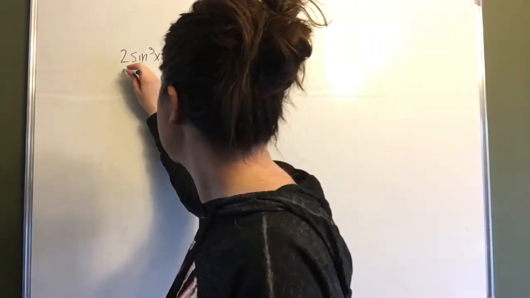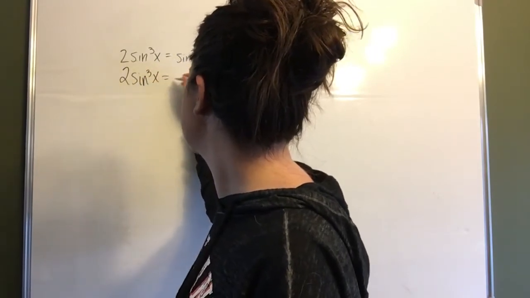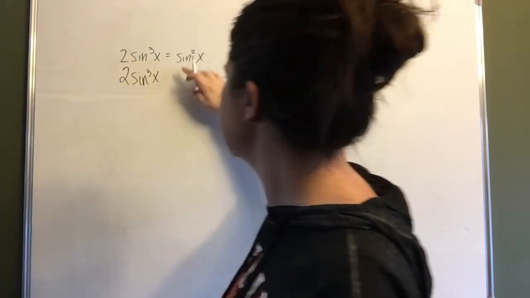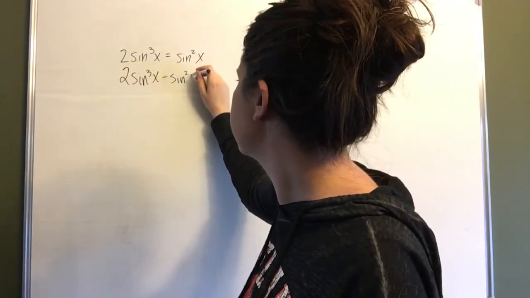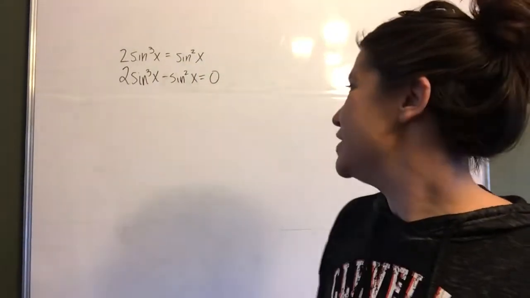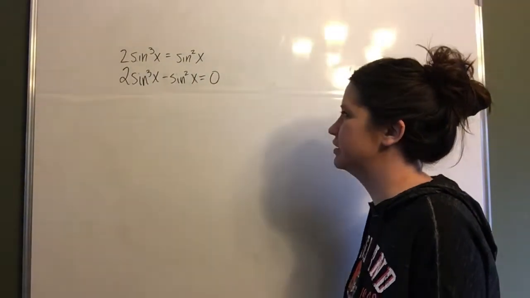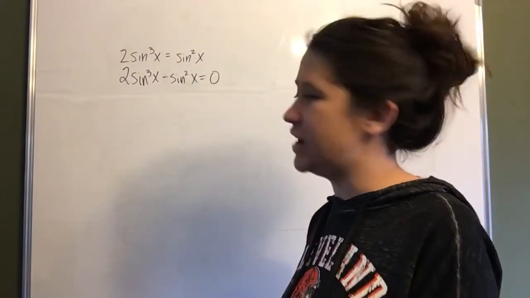Okay, so we have 2 sine cubed of x. Oops. I said we're going to get it to 0, so I'm going to subtract this sine squared over. And that equals 0 now. At this point, we're trying to think, how can we solve this algebraically? And you want to think factoring for this one.